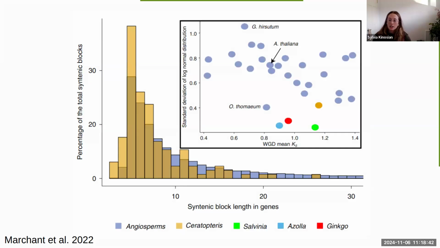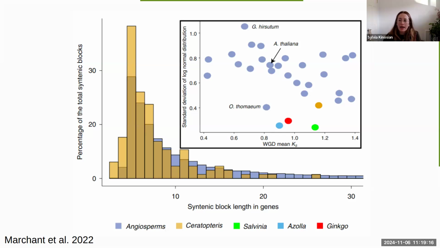And then I also want to draw your attention to this inset plot. So essentially what this plot is showing is a metric for diploidization rate. So the closer you are to the lower right-hand corner, the faster the diploidization rate is. And so what you're seeing, all of these blue dots are angiosperms, and then the orange, lighter blue, and green dots are all ferns. So we have Ceratopteris in orange, which is a homosporous fern, and then we have Salvinia and Azolla in green and blue, which are heterosporous ferns.